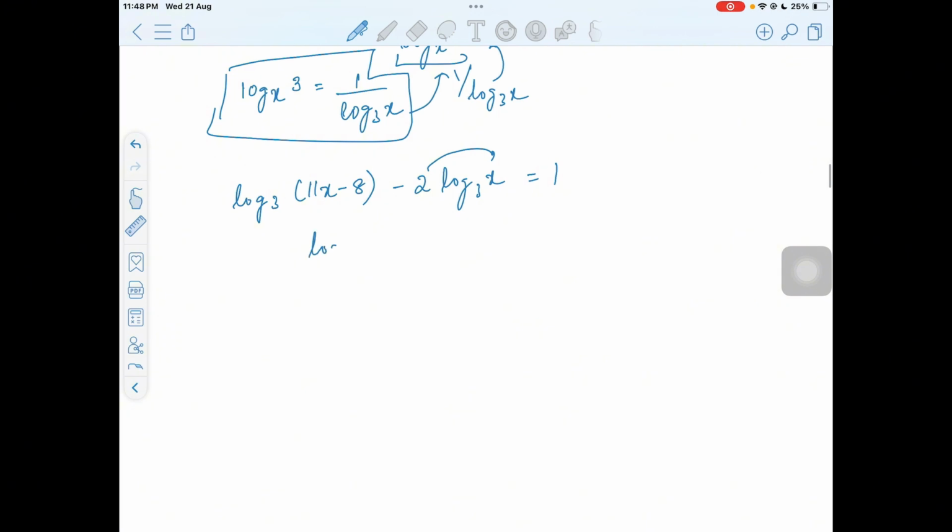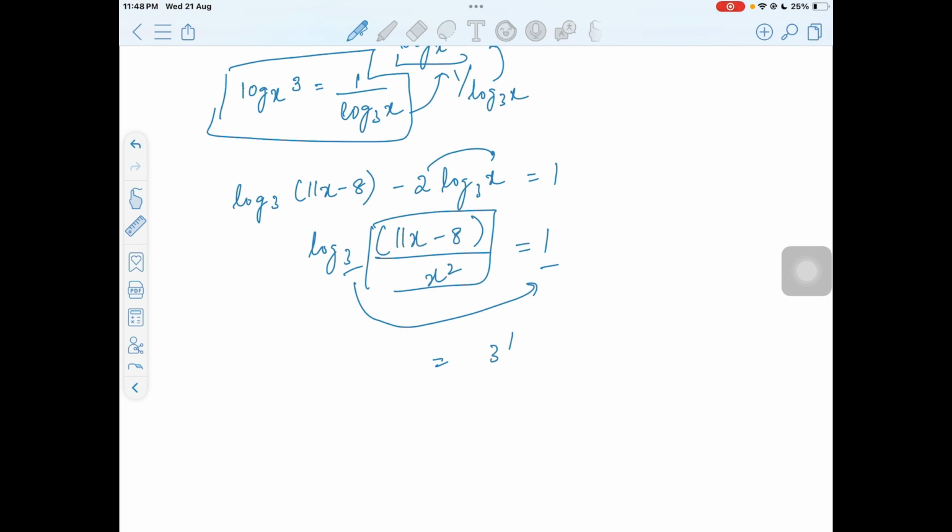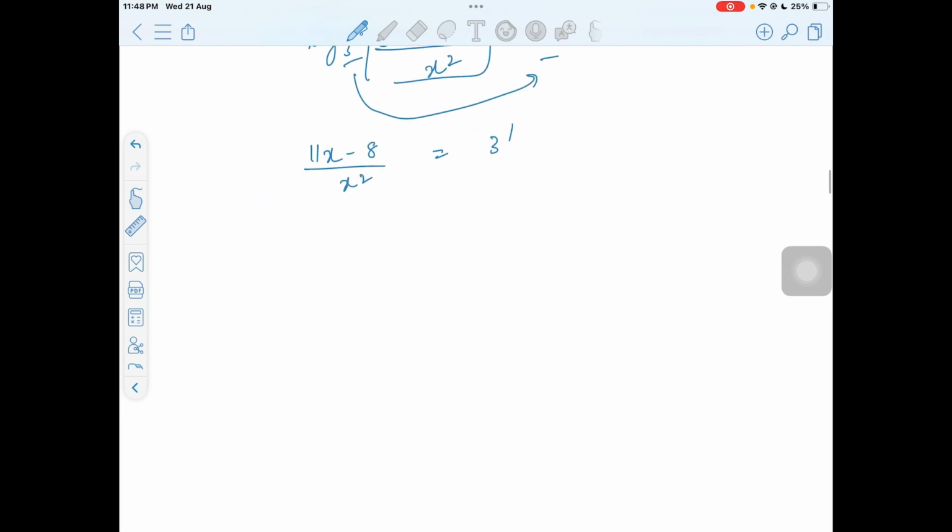So this would be log 3 of 11x minus 8 over x squared equals 1. Since it's log 3 of this function and 1, this 3 would be raised to the power 1. So this would be 3 power 1. 11x minus 8 equals x squared. Now we have to solve this, multiplying x squared by 3. So this would be 3x squared, taking all the things on the right hand side. So this would be negative 11x positive 8.